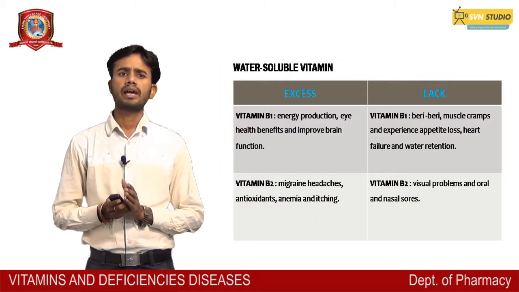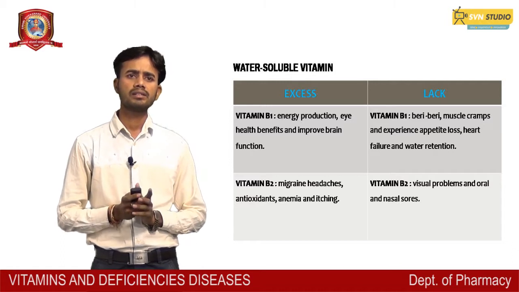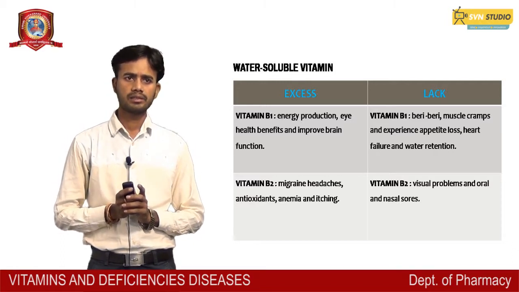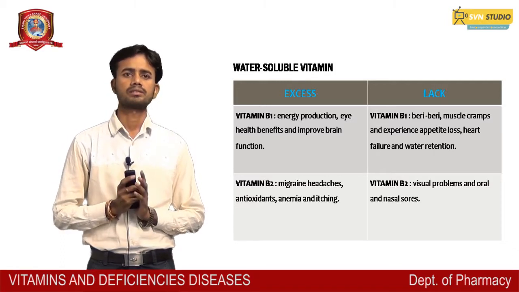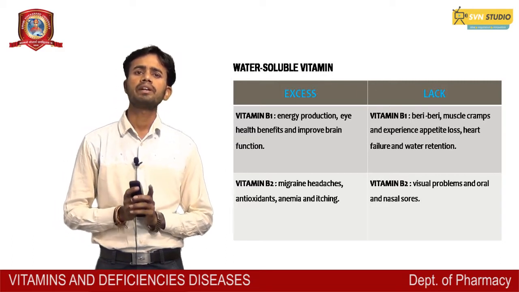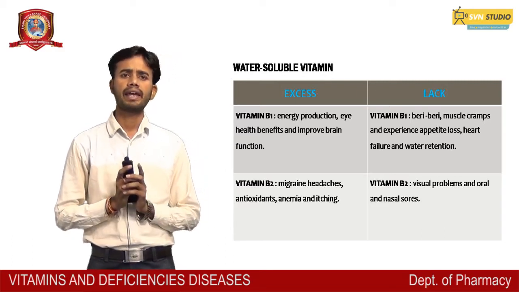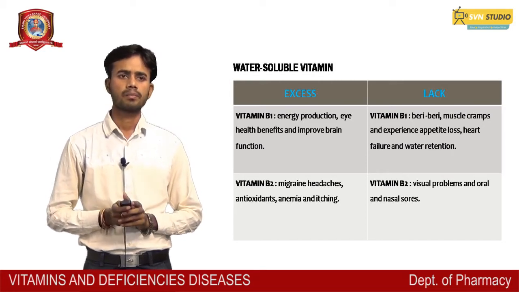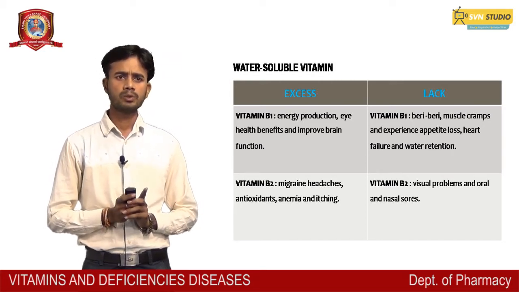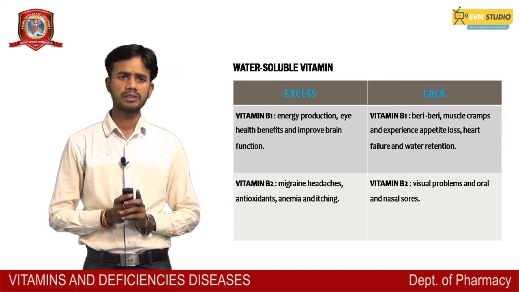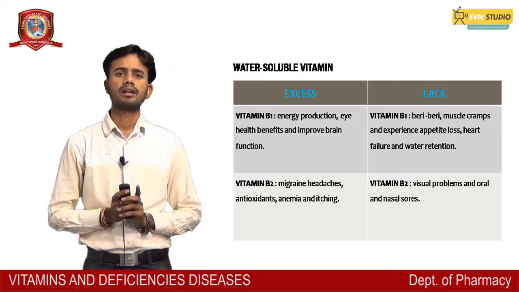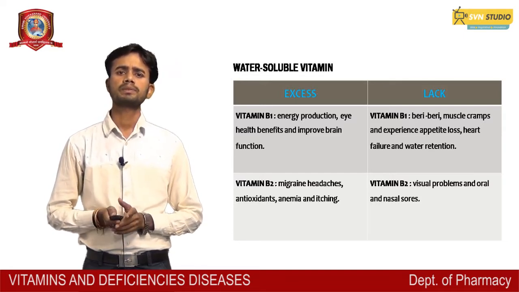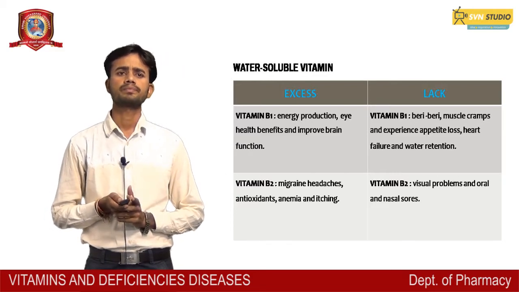Water-soluble vitamins. Excess of vitamin B1: energy production, eye health benefit and improved brain functions. Lack of vitamin B1: beriberi, muscle cramps, appetite loss, heart failure and water retention. Excess of vitamin B2: migraine headache, antioxidants, anemia and itching. Lack of vitamin B2: visual problems and oral and nasal sores.